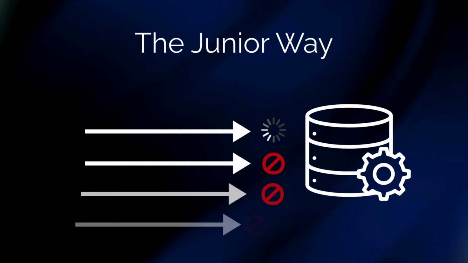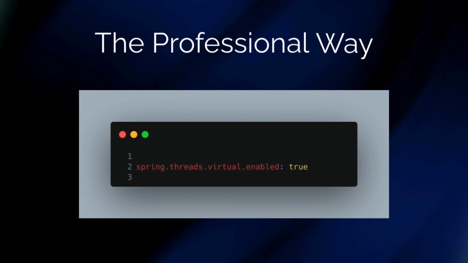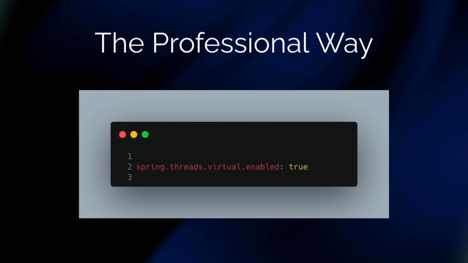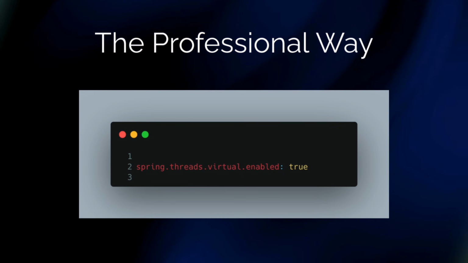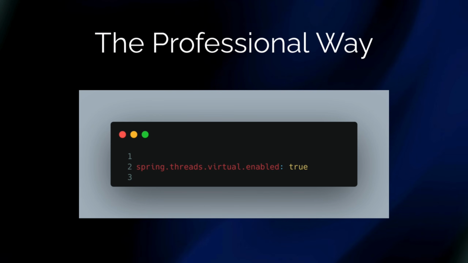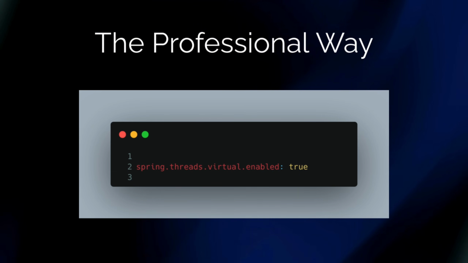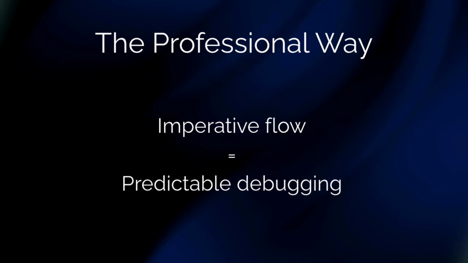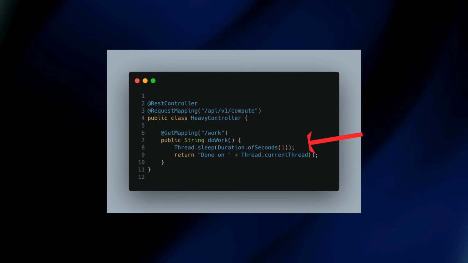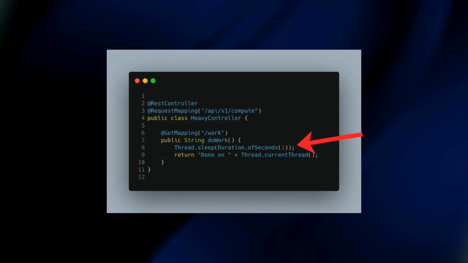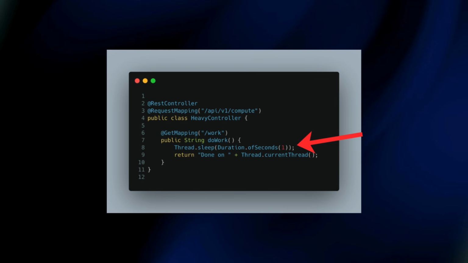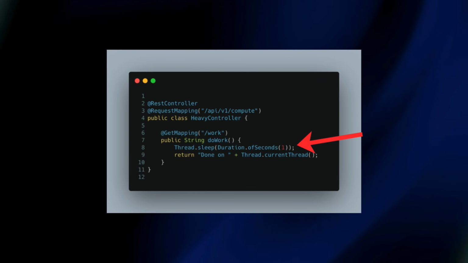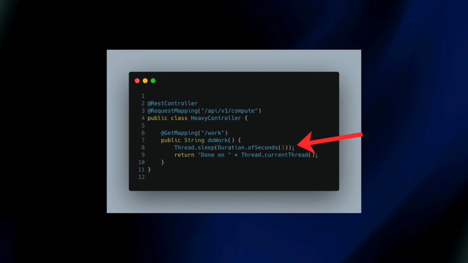The junior way: one OS thread per request. If the database is slow, the server chokes. The professional way: one line in the application properties, and that's it. That's the tweet. By enabling this, Spring Boot uses virtual threads for Tomcat and all the task executors. You can now write simple blocking imperative code that is easy to debug, while the JVM handles millions of threads under the hood. In the past, Thread.sleep was a sin. In 2026, with virtual threads, it's just another line of code. The carrier thread is released and your throughput stays high.